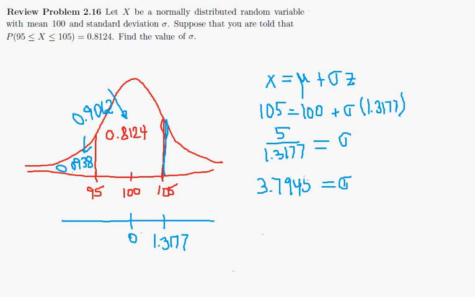And so here we're kind of working backwards. An area was given, and we are figuring out one of the parameters of the normal distribution.